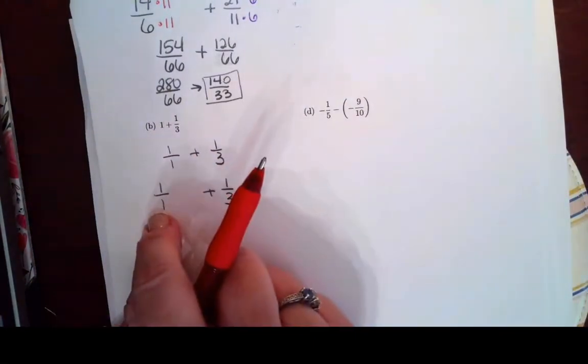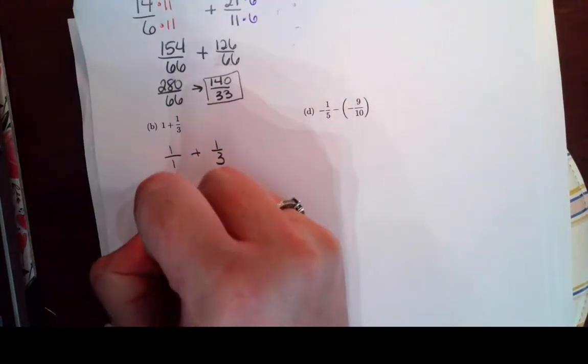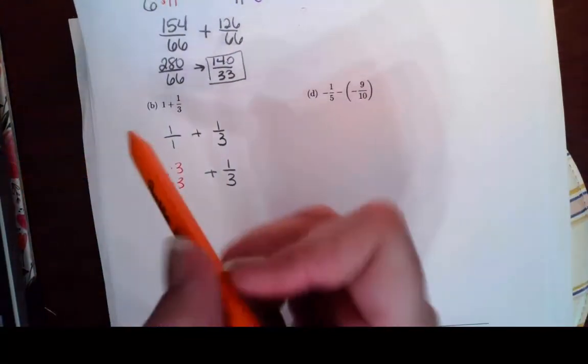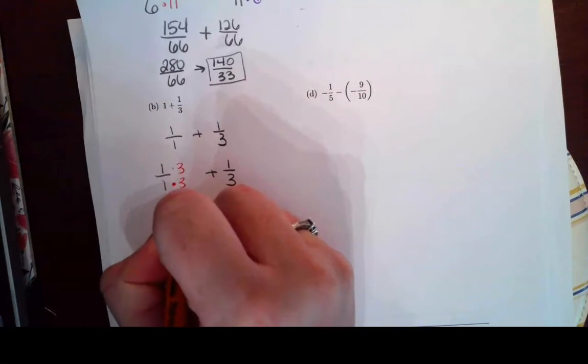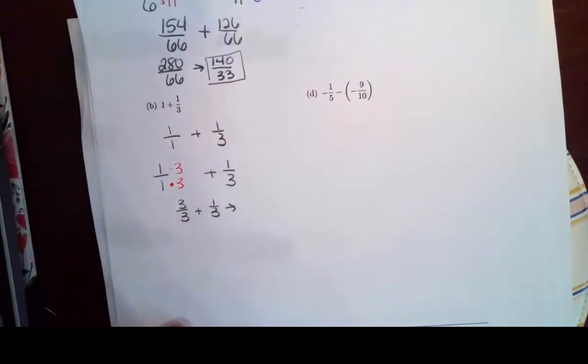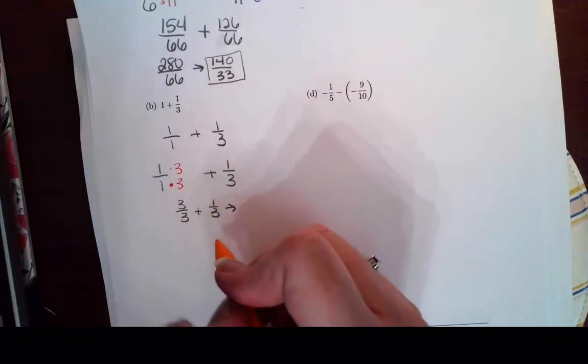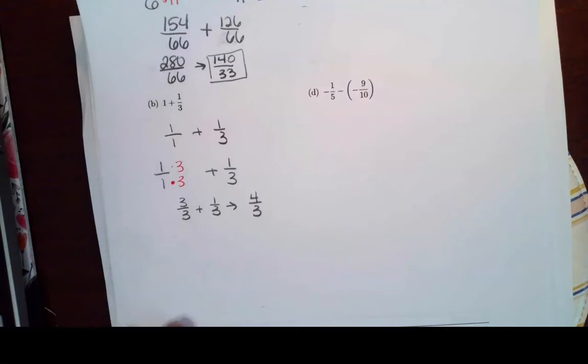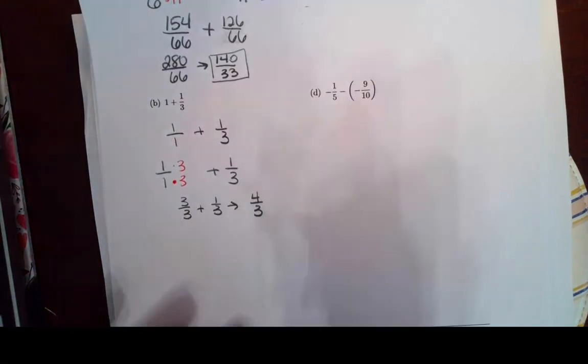So how do I change a 1 into a 3? By multiplying. I multiply the top and the bottom by 3. So this is going to give me 3 over 3. Do not reduce. Plus 1 over 3. 3/3 plus 1/3 is how many thirds? 4/3. And that does not reduce. And so that problem is done.